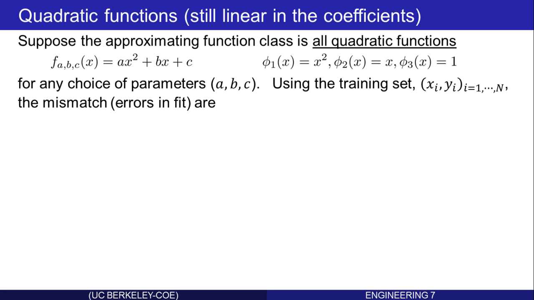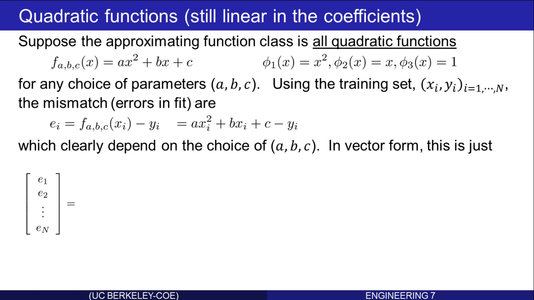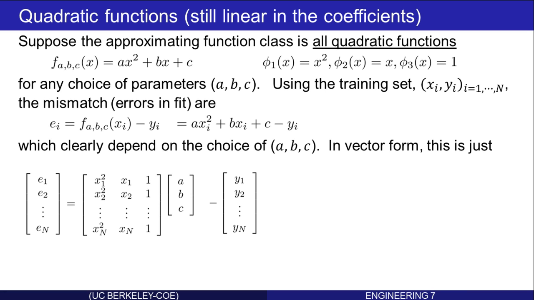Using the training set, the errors in the fit at each point are simply the approximating function at xi minus yi. Plugging in the expression for the approximating function gives the error explicitly in terms of a, b, and c. Stacking all the error components as a vector and writing this out with matrix multiplication yields a similar expression to what we derived before. Here, the value of the basis functions at the x-coordinates of the training data form a matrix, in this case an n by 3 matrix, that multiplies the 3 by 1 vector of parameters that parameterize the function class, and then the y-coordinates are subtracted off to produce the error.